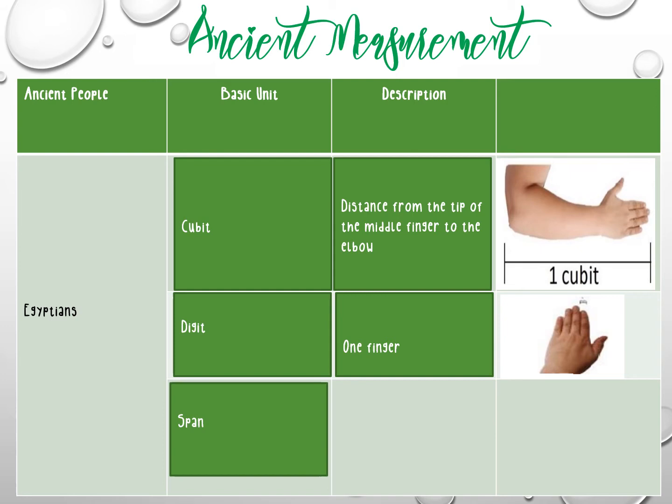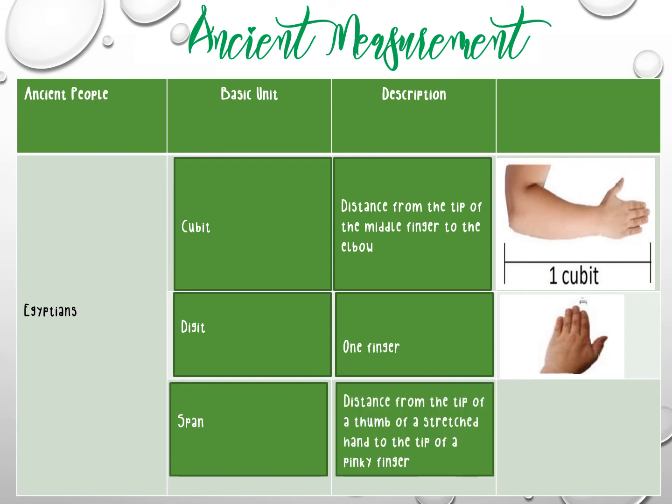Next one is the span. When we say span, it is the distance from the tip of the thumb of a stretched hand to the tip of the pinky finger. Okay, so in Tagalog, it is like isang dangkal. Okay, so isang dangkal is one span.